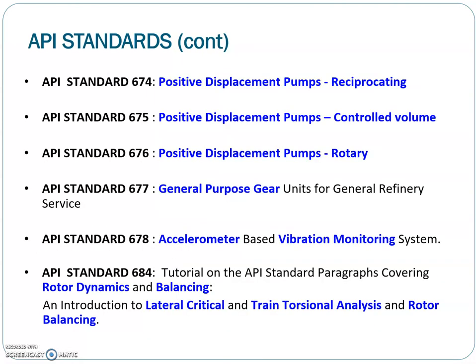API 674 to 676 cover vibration of different types of positive displacement pumps. API 677 is for vibration on gear systems. If you want to know more on how to use vibration instruments like accelerometers to monitor vibration, we can refer to API 678. Finally, API also comes with a standard on rotordynamics and balancing, which is API 684.